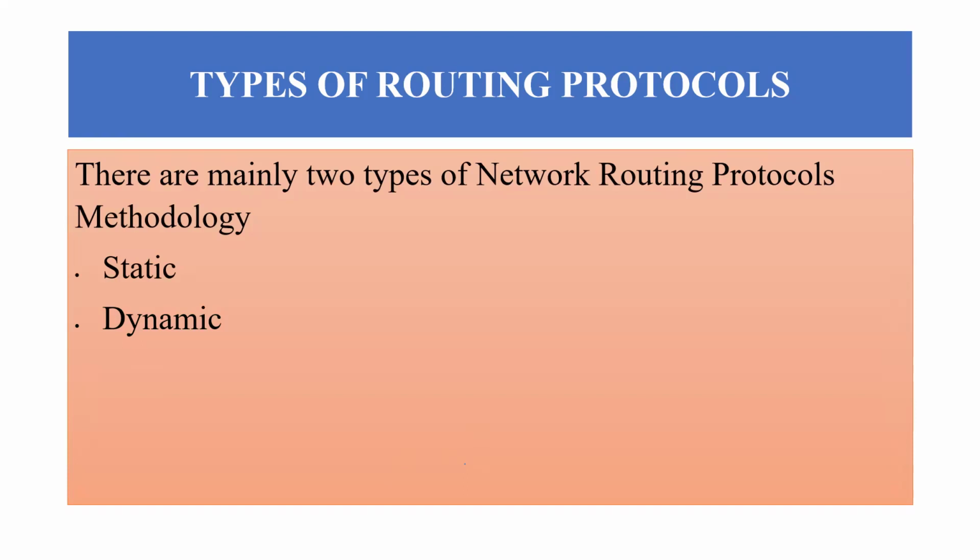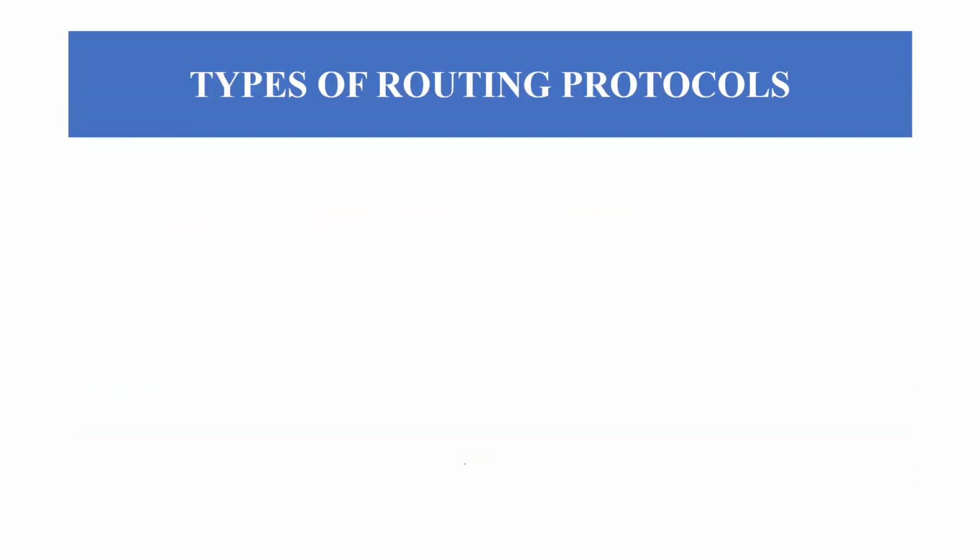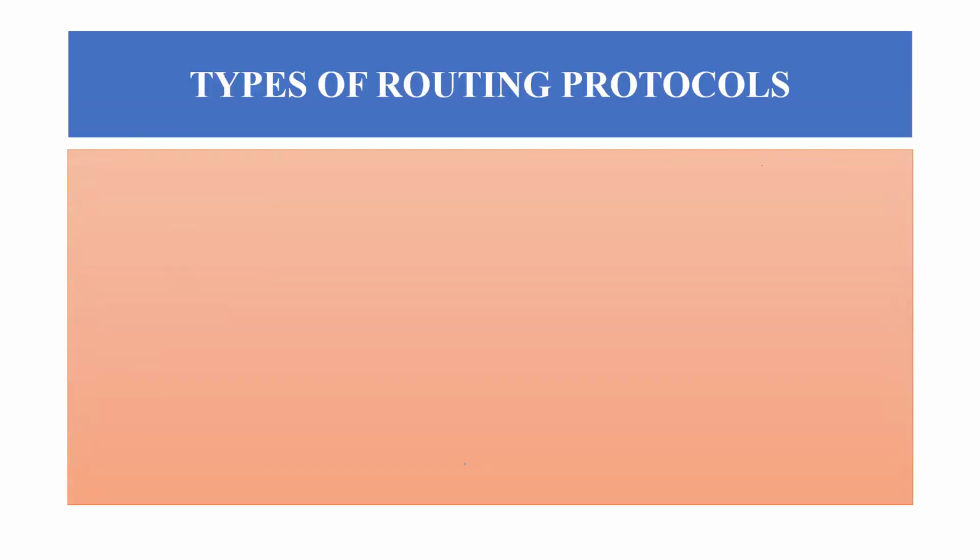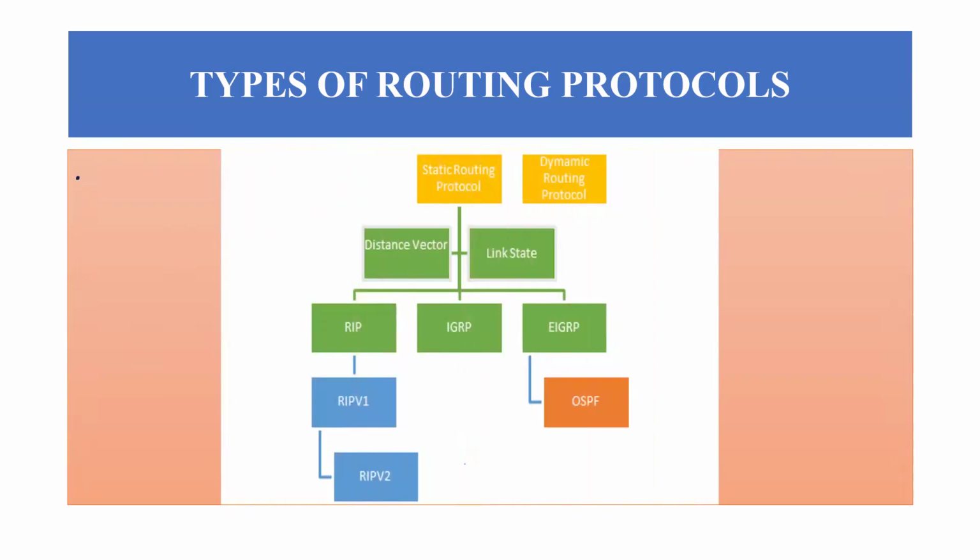Static is the method where the administrator defines the path or the route by which traffic will be forwarded from one network to another. Whilst in dynamic routing, the devices learn about their route by which the packet will be sent or traffic will flow from one network to another. So that is the basic difference. If you're asked to explain the difference between static routing and dynamic routing, you can simply explain.